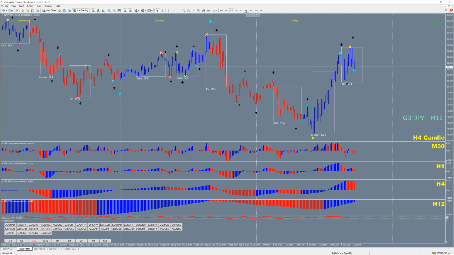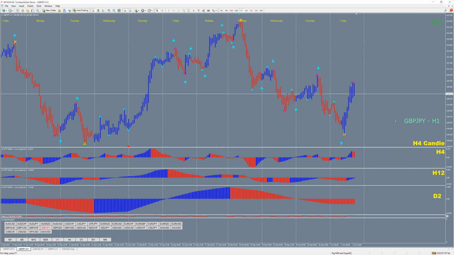So, like I said, we will be talking about the different types of trading. If you go to the H1, let's start from there. We have three filters down here.